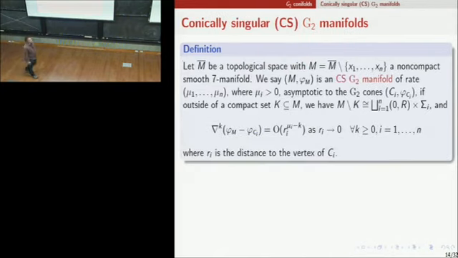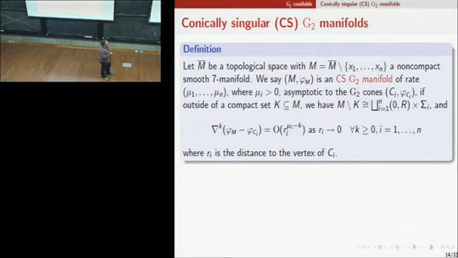Let me tell you now what a conically singular G2 manifold is. This is the other example of a G2 conifold. We take a compact topological space such that when you remove a finite number of points, it becomes a non-compact smooth 7-manifold with a torsion-free G2 structure.